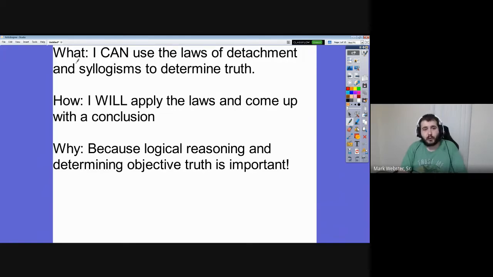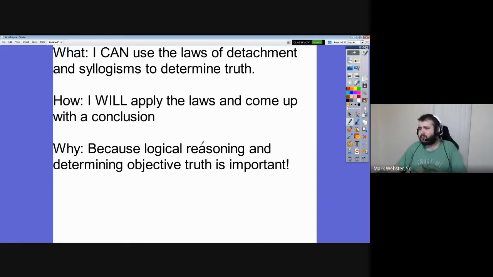What are we going to be doing today? We're going to be able to use the laws of detachment and the law of syllogisms to determine truth. How are we going to do this? We're going to apply the laws and then we're going to come up with a conclusion. And why are we going to do this? Because logical reasoning and determining objective truth is important.